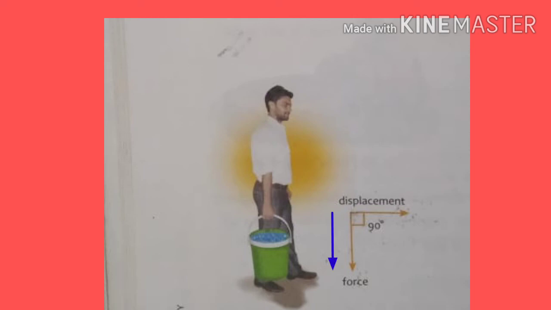So the force applied on the bucket or on the suitcase is in the vertical direction or downward direction, whereas the displacement shown on the bucket is in horizontal direction. So it forms an angle of 90 degrees. So a vertical force can never cause a horizontal displacement.